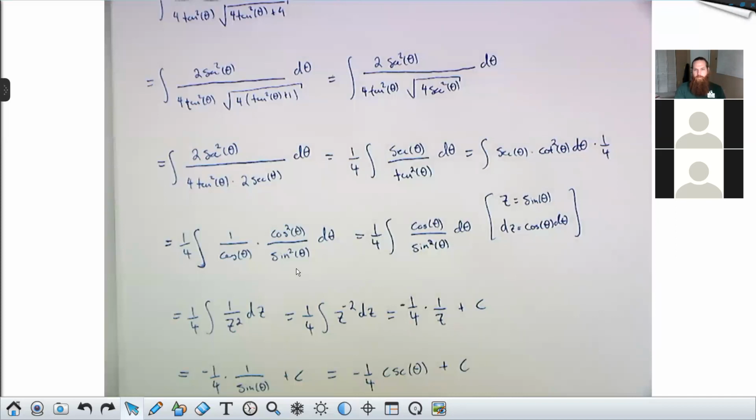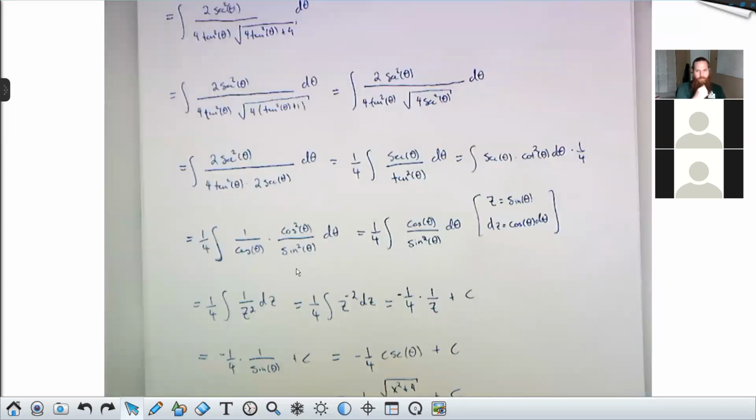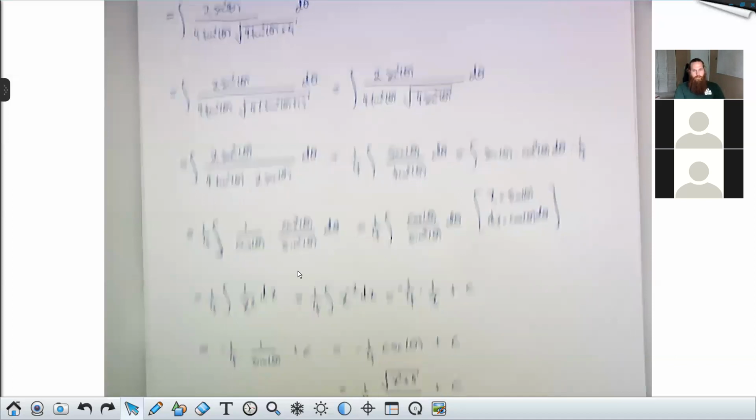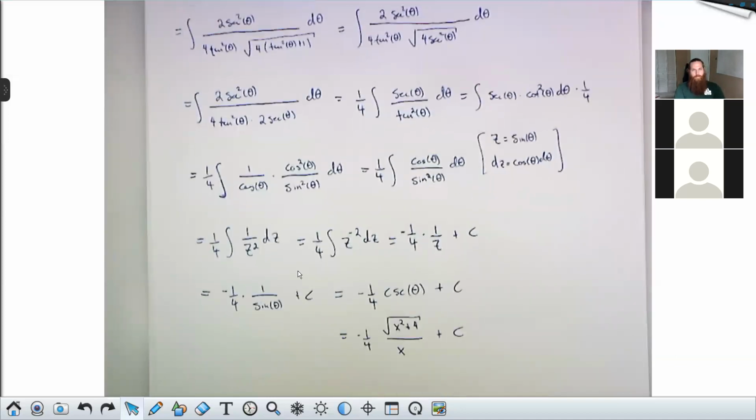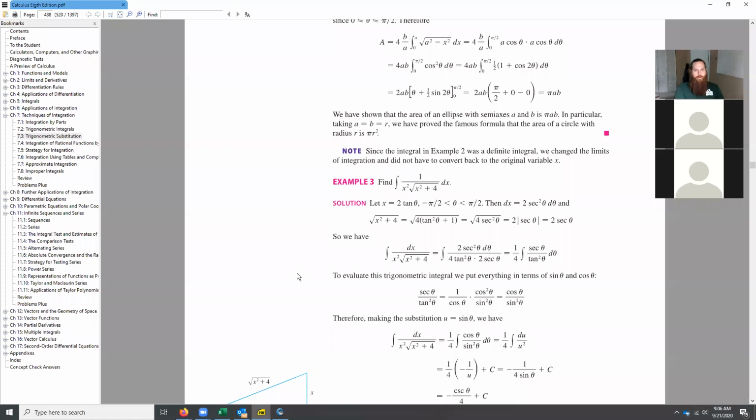Yep. Not a problem. Other questions on this? Any one of these steps feeling a little bit strange or need a little bit of explaining, or you just want to talk about it a little bit more? If not, I'm going to look for a definite integral example.